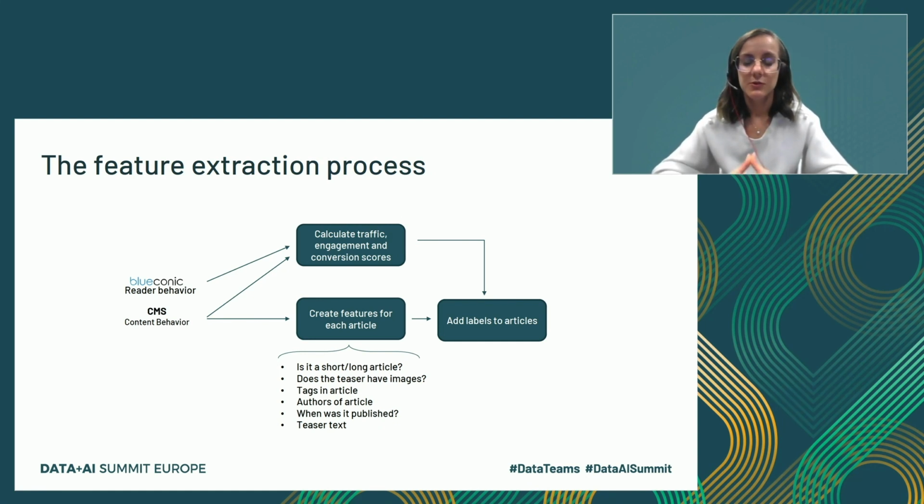Next to this, we want to create features for each article that we are going to use in building the predictive model. For the predictive model, I mentioned we're only using the content behavior data. So in this case, we are calculating features like: is it a short or a long article? Does the teaser have any images? Are there any tags in the article? Who's the author of the article? Are there multiple authors? When was it published? We also use the teaser text to extract some text features.